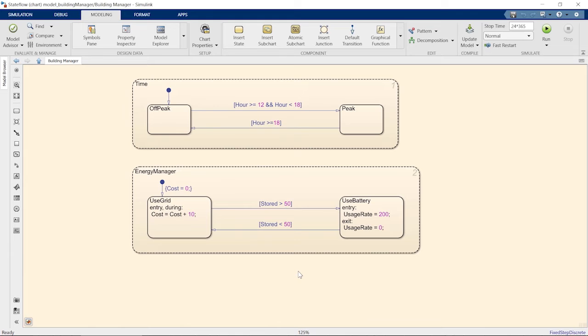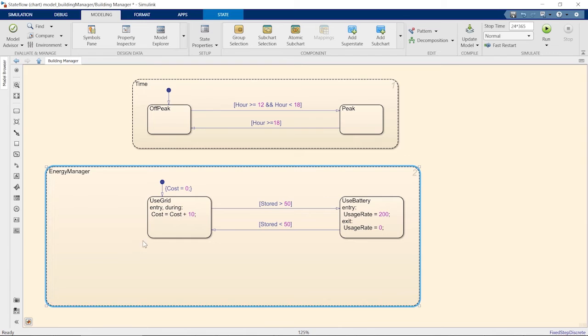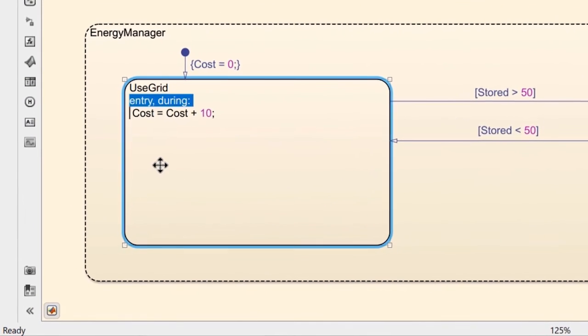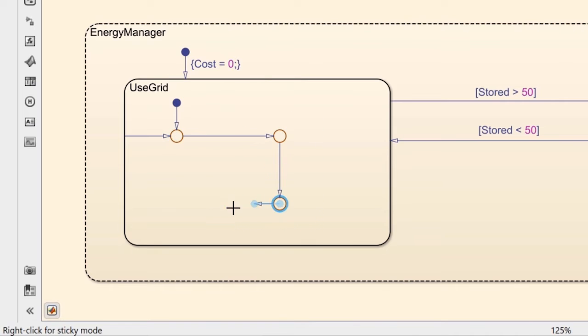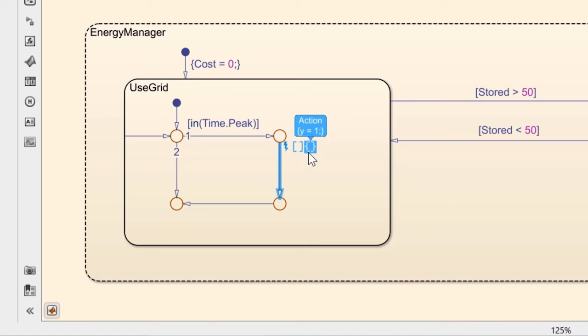Let's redo the energy cost calculation based on the time of day by adding a flowchart. This time, the default transition takes us to a junction, and we'll branch out from there. We can use the in operator to detect the time of use. If it's during peak hours, we'll take the first branch, and the action is to increment the cost by 15. Otherwise, we'll take the second branch and increment the cost by 10.